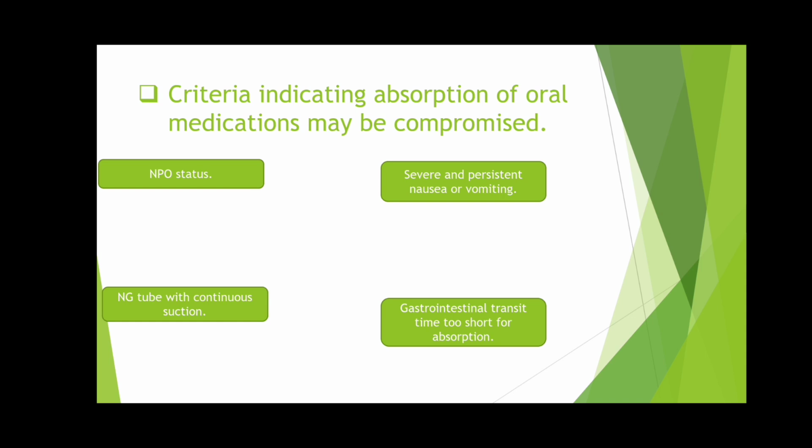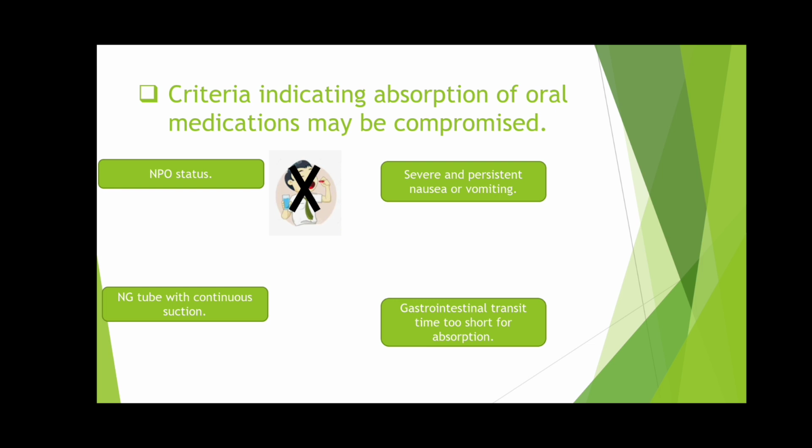Next, we'll check out the criteria indicating absorption of oral medications may be compromised. It means there are certain situations under which we cannot give any drug via the oral route. The number one is NPO status. NPO stands for nil per os, or nothing to be taken via the mouth. Under such circumstances we cannot give the drug via the oral route.